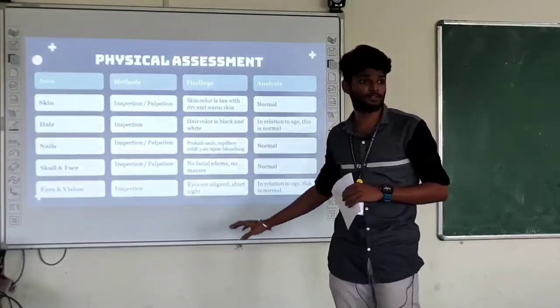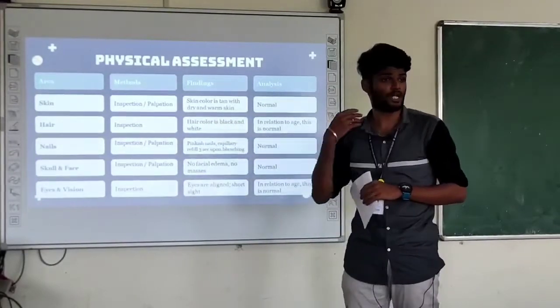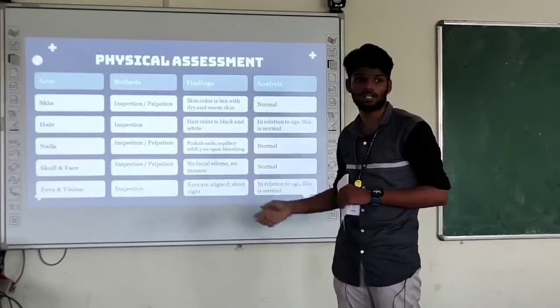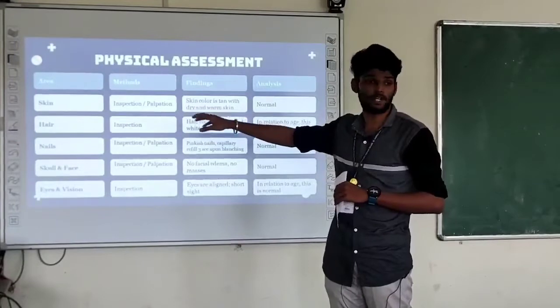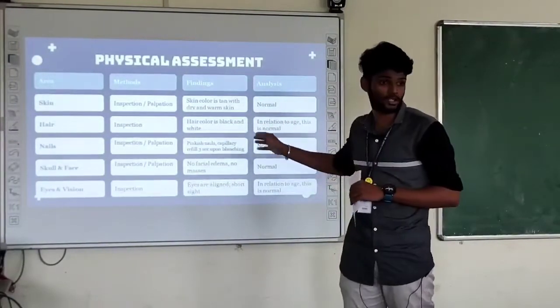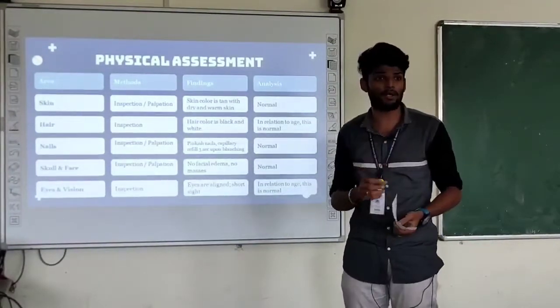The physical assessment of the patient used inspection and palpation methods. Inspection is visually seeing and observing differences, and palpation is touching and feeling the skin tissues. The skin was the first area covered, and the skin was tan in color and warm. It's a normal process. The abnormal conditions are where the skin is black or greenish in color.